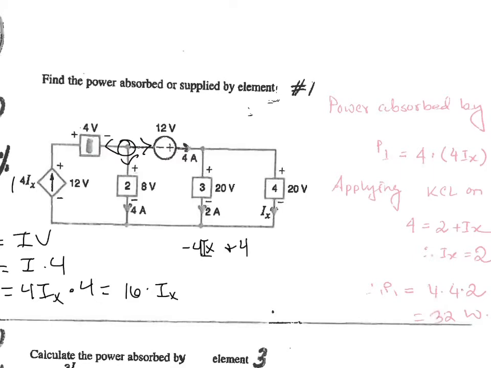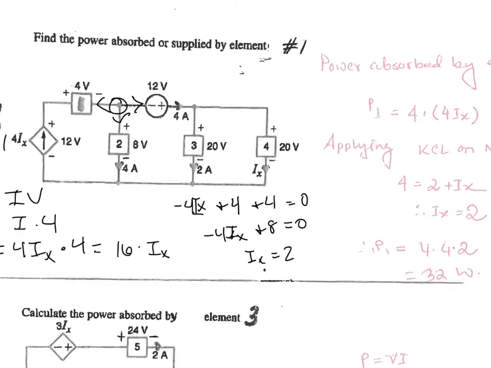At this branch, going away from it is also 4, equal to 0. So negative 4Ix plus 8 equals 0. Ix is equal to 2. And then we can plug this back in here. 16 times 2 equals 32 watts.